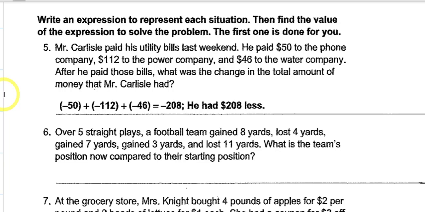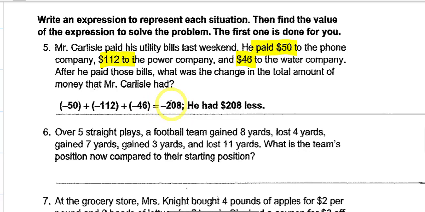All right, number 5 was done for us. Mr. Carlisle paid his utility bills last weekend. He paid $50 to the phone company, $112 to the power company, and $46 to the water company. After he paid those bills, what was the change in the total amount of money that Mr. Carlisle had? So because he's paying, money is coming out of his bank account or his wallet, we're going to represent those as negatives. So we've got here -50 plus a -112 plus a negative 46. That is the expression.